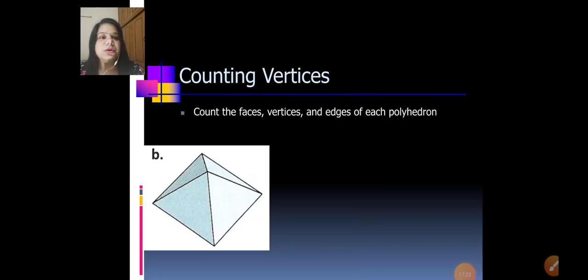Now let's count its vertices. I have marked them with dots. Just check how many vertices. You can count 4 with the base and 1 at the top. Okay, so it has 5 vertices.